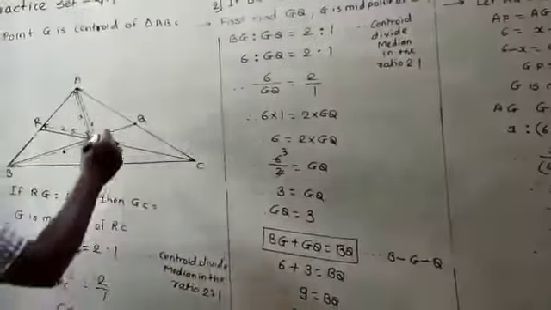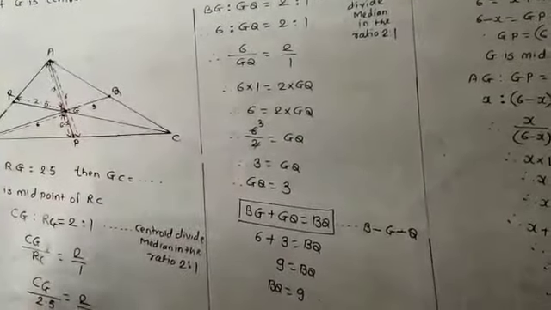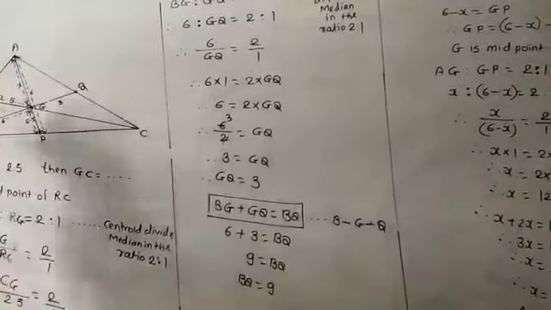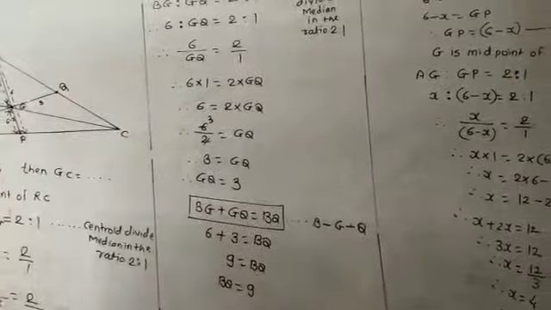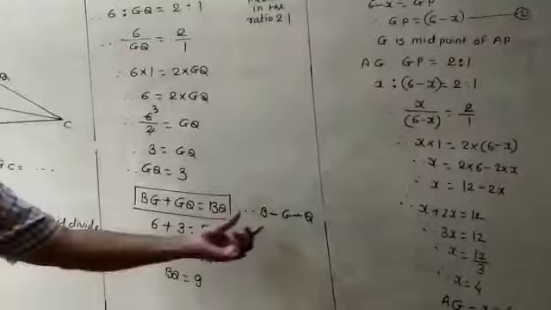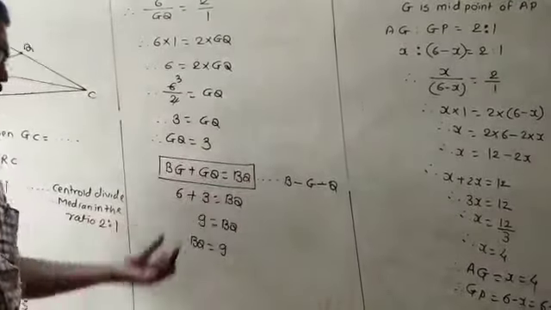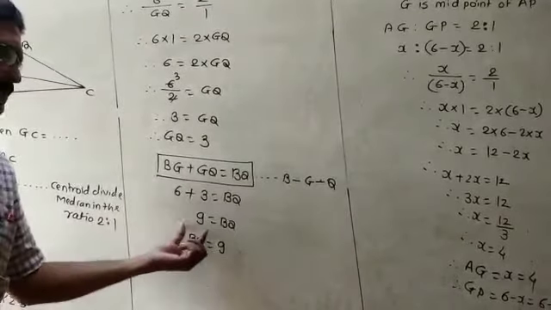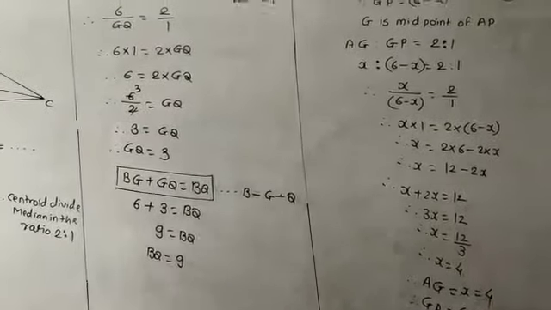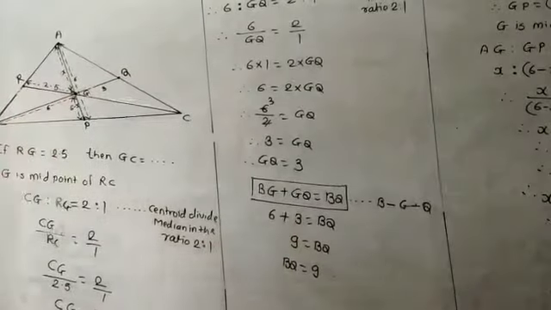If this is 3 units and this one is 6 units, at that time 6 plus 3 is equal to 9 units. So BG plus GQ is equal to BQ. B, G, Q, that is, point B, point G and point Q are collinear points. So BG plus GQ is equal to BQ. 6 plus 3 is equal to 9, therefore BQ is equal to 9 units.